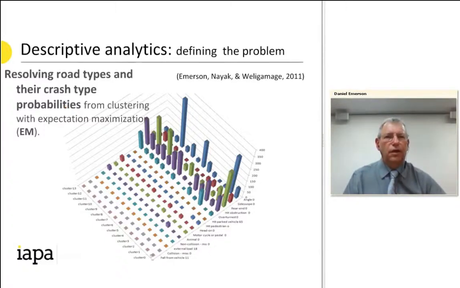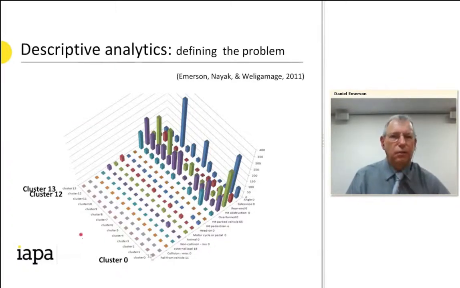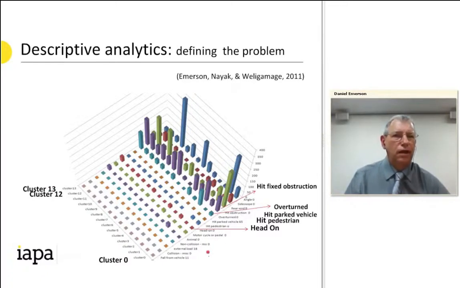If we look at the axis on the left, we can see that we have a number of clusters which go from cluster 0 through to 13. And on the right-hand side, we have the crash types, and we've highlighted a few here, including head-on, hit pedestrian, hit parked vehicle, overturned. And these bars show us the relative importance of each of those crash types.